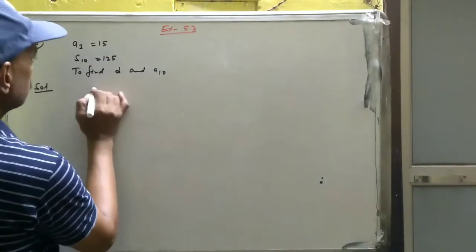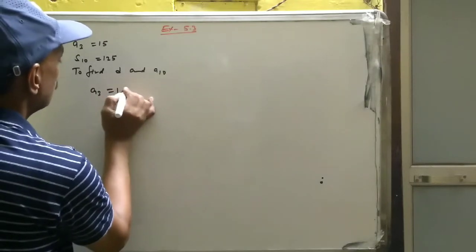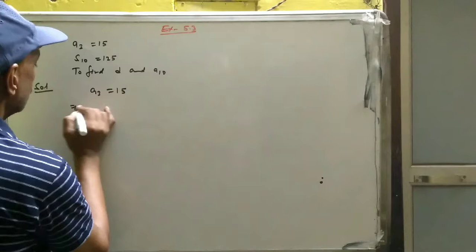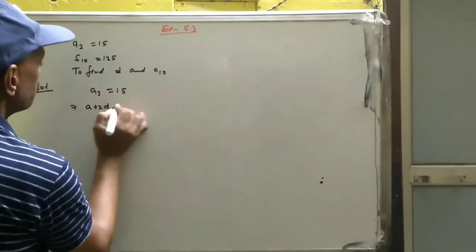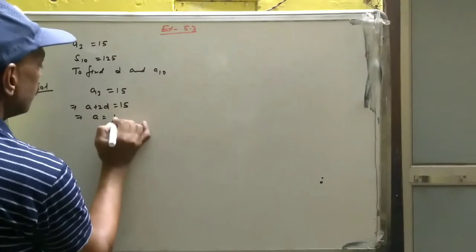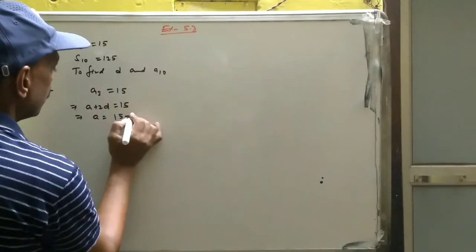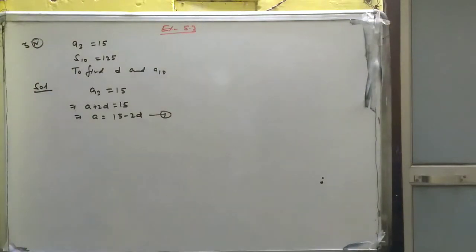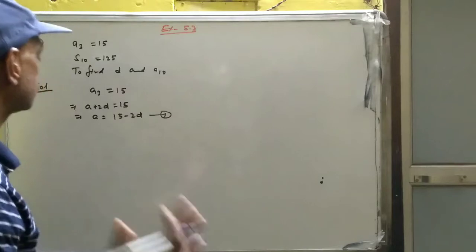Solution. A3 equal to 15. So A3 can be broken as A plus 2D. So A plus 2D equal to 15. So we can get the value of A from here: A equal to 15 minus 2D. This is equation number 1. Now just use the formula of sum.